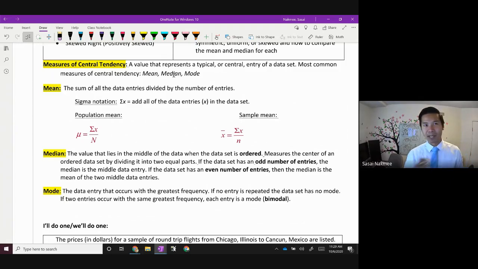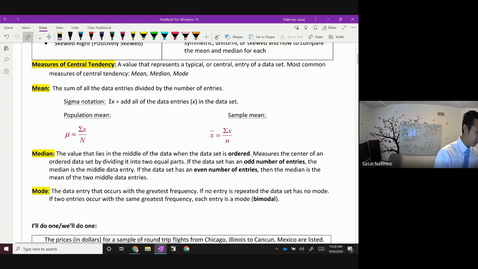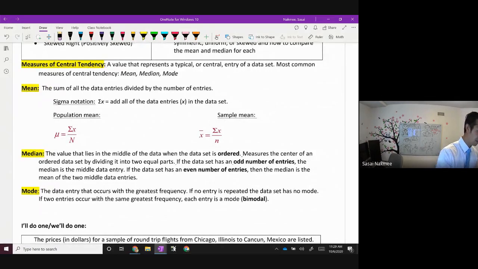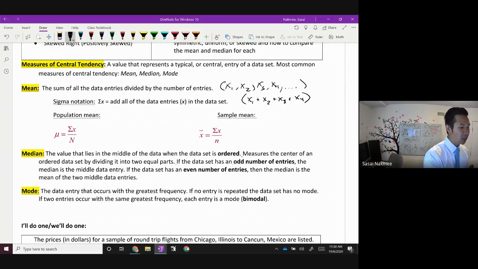It's kind of a pain to write down that sentence every time you're looking for the mean, so they came up with notation to help. Instead of saying, here's my data set, the first data, the second data, the third data, the fourth data, and so on, to get the mean you'd be doing x1 plus x2 plus x3 plus x4. It's annoying to write all this out, so instead they use this symbol right here. This is called sigma notation.